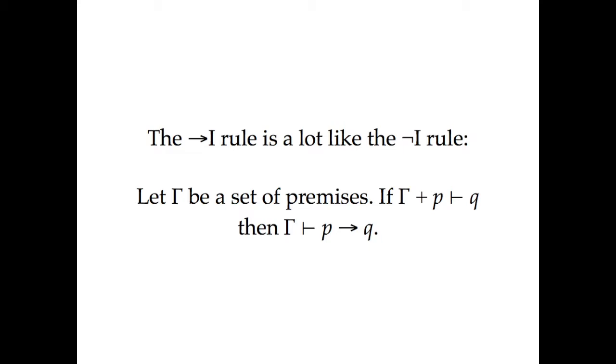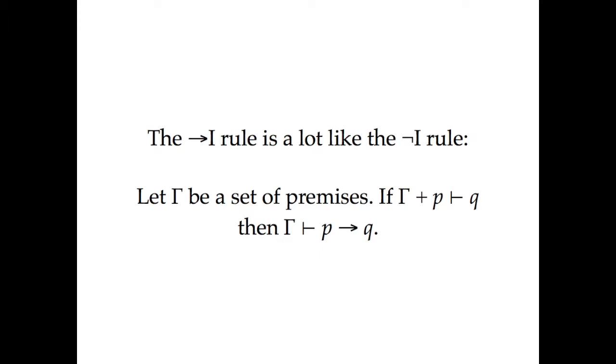Here's what I mean when I say this is similar to the not introduction rule. This rule, like the not introduction rule, requires you to suppose that something were true, and then see what you would be able to prove if it were true. So if you just suppose that P is true, and that supposition allows you to prove Q, what that means is that if P were true, Q would be true. In other words, P arrow Q. That's the idea.